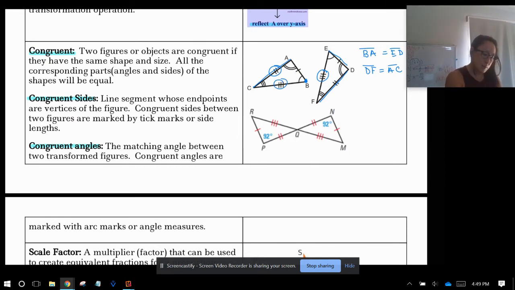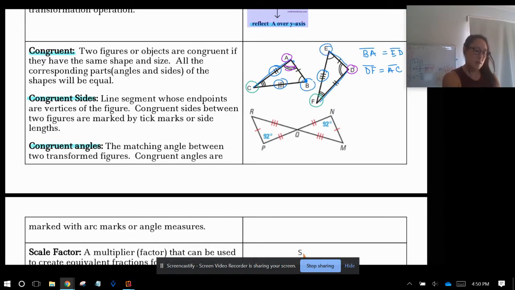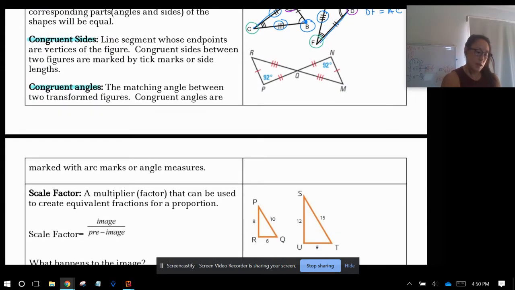Same with the angles. Angle A is congruent with angle D because they both have two arc marks. Angle C is congruent with angle F, and angle E is congruent with angle B. All right. Sometimes we mark the angles as like an actual measure. So 92 degrees, angle P is congruent to angle N.